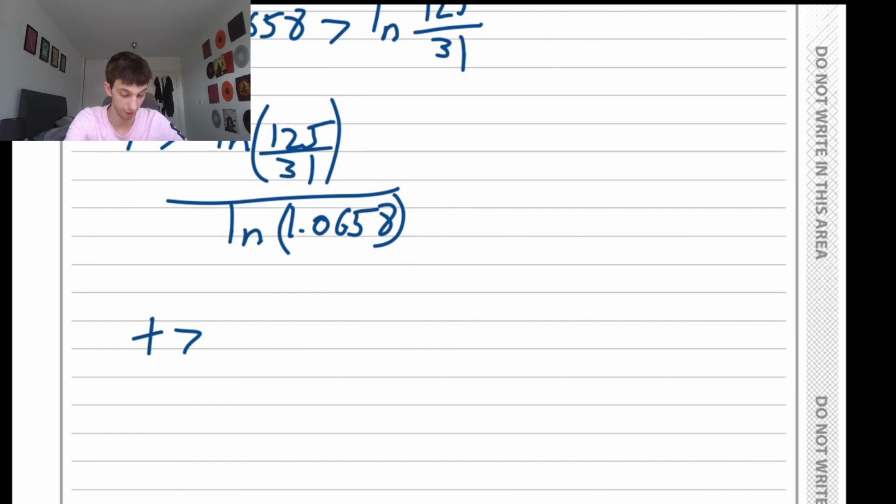So from here, we have that t must be larger than, put it in your calculator, the natural log of 125 over 31. We're going to divide that by the natural log of 1.0658. Be very careful when doing this in your calculator. This gets you that t must be larger than 21.88.